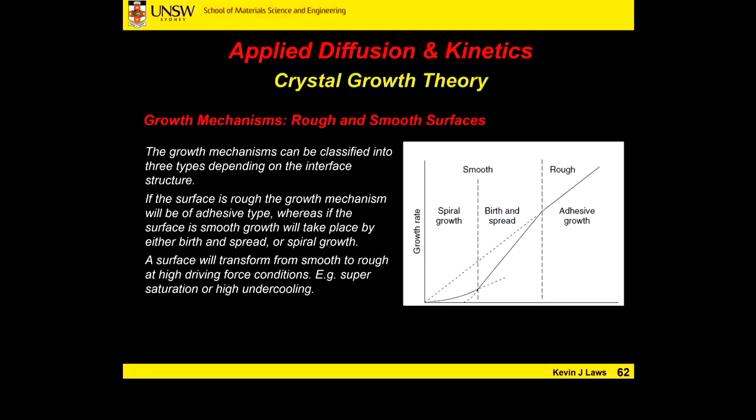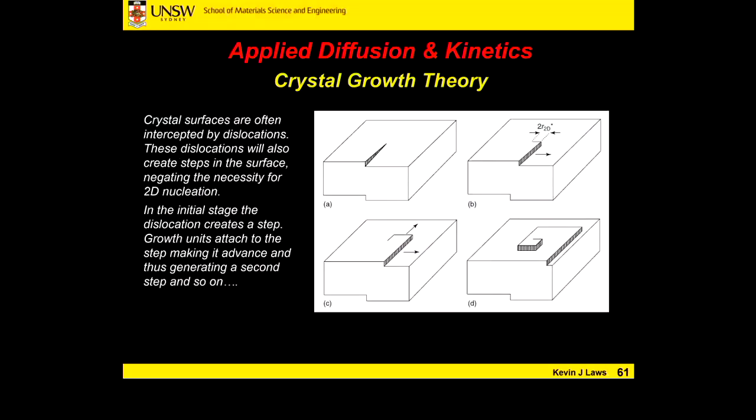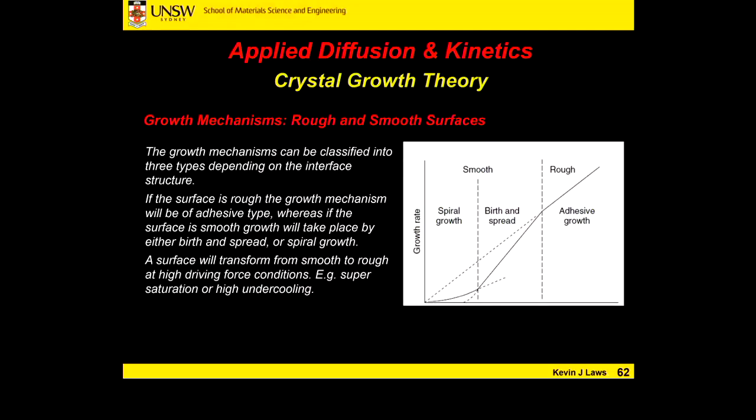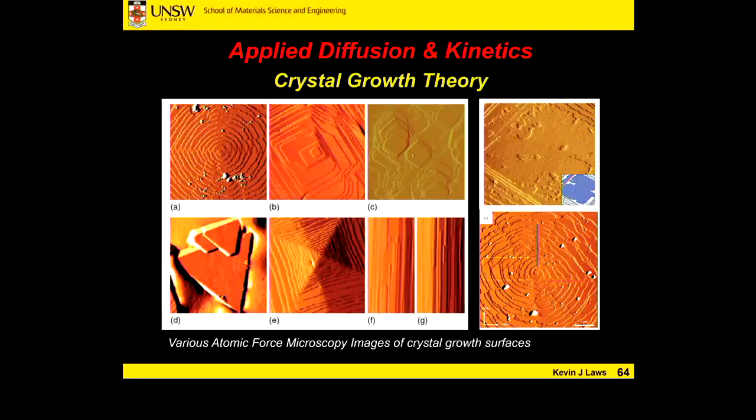We also spoke about how other sites within the crystal structure, defects such as dislocations or vacancies, can act as growth sites or the onset or nucleation sites for grain growth, continuous grain growth. There are a couple of examples there of different types of grain growth: spiral growth, birth and spread type growth mechanisms.